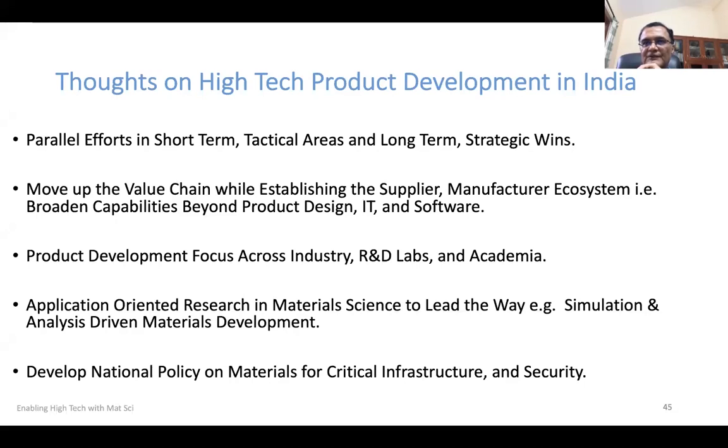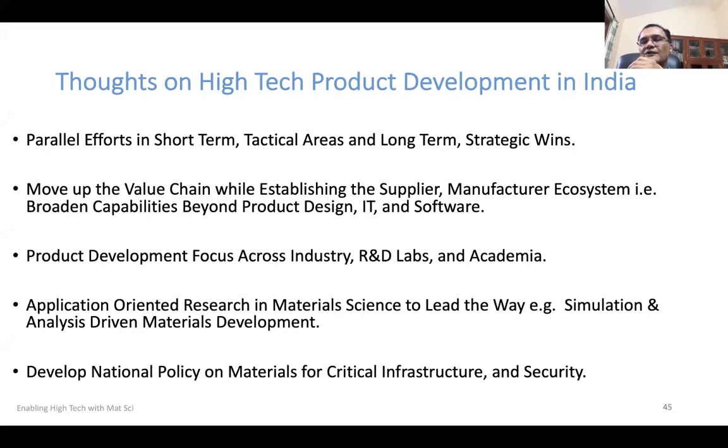And at the long term, we need to think, what's our national policy on materials for critical infrastructure and security. You can always get a bunch of hardware from Huawei or everywhere else. And there are enough players in this area. But we need to think what's in it for us. We need to think, is this a part of our national infrastructure and is this critical for our security? So I will leave it at that. Something to think about in terms of having a national policy on materials, something to think about.